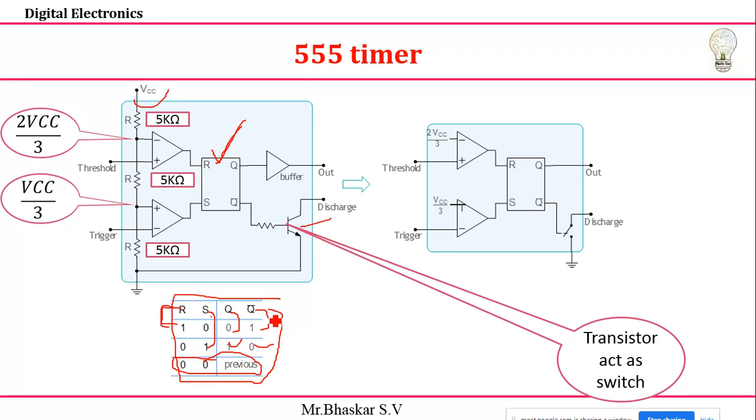If the R value is 1, reset. If the S value is 1, set, which means the output is 1. Otherwise, no change. Okay, these are the operations we are going to do here. You should know that.